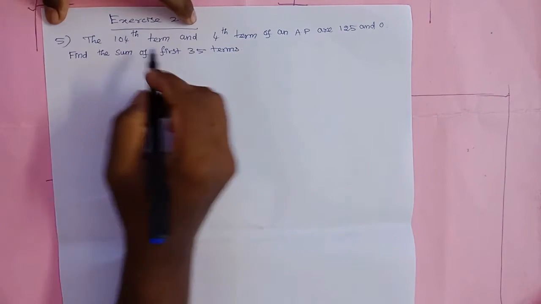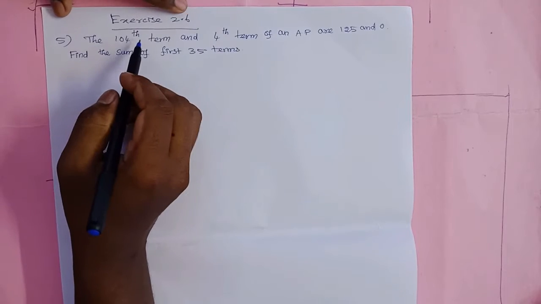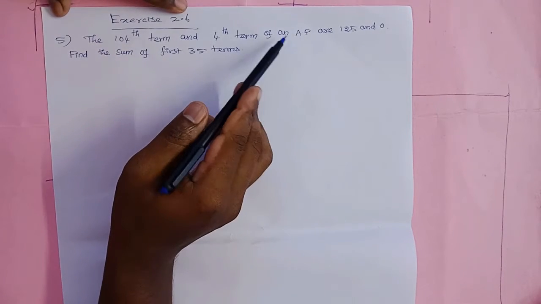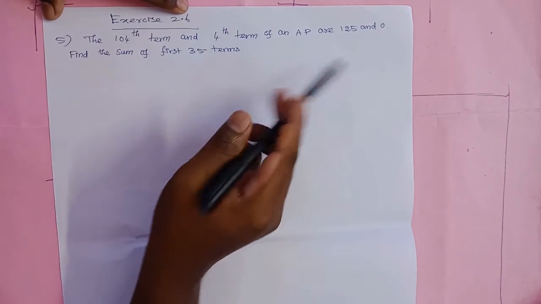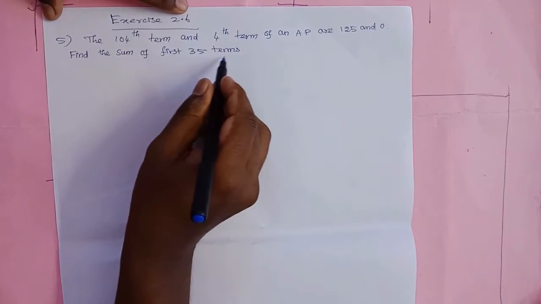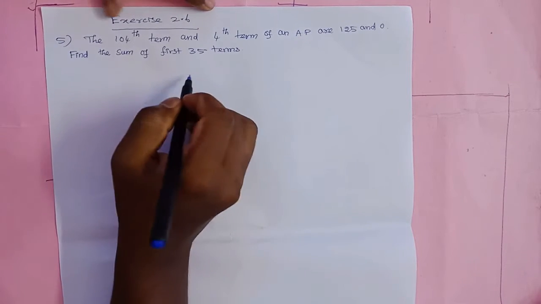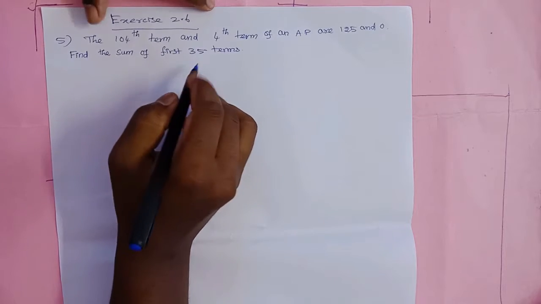Exercise 2.6, problem number 5. The 104th term and 4th term of an AP are 125 and 0. Find the sum of first 35 terms. The problem is to find the sum of first 35 terms.